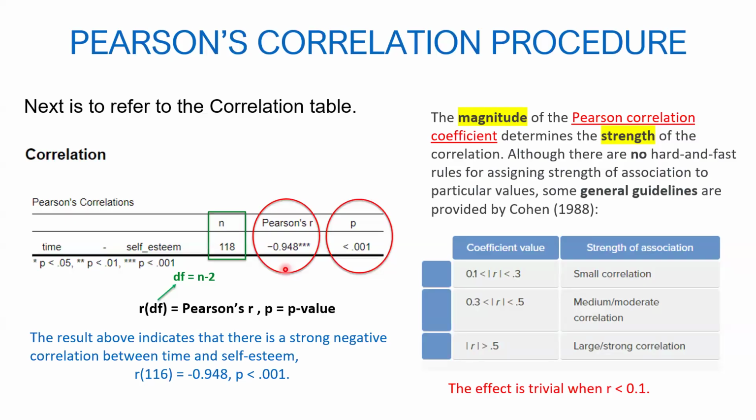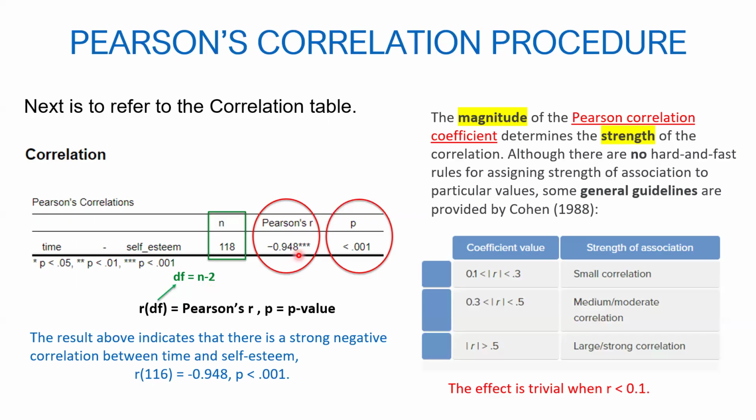Now we also check our p-value. This will dictate what decision we're going to make later on. So how do we present the parameters that are needed for the Pearson's correlation? We use the following template, that is R of the DF, or degrees of freedom. Degrees of freedom is given by n minus 2. So whatever n you have here, you have to subtract 2 from that. That will give you the degrees of freedom.